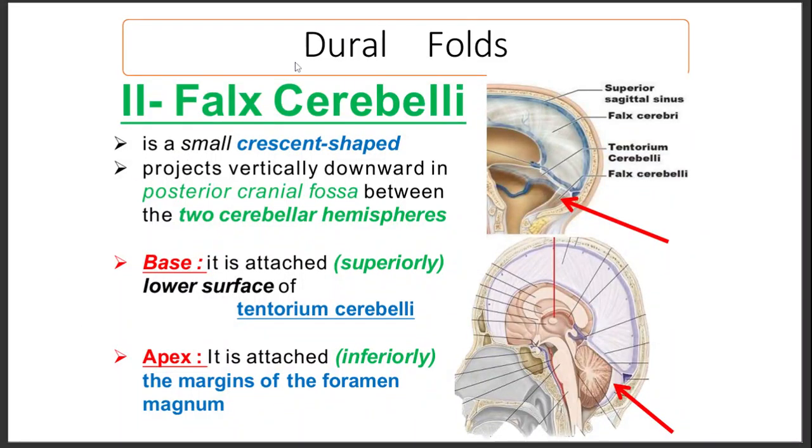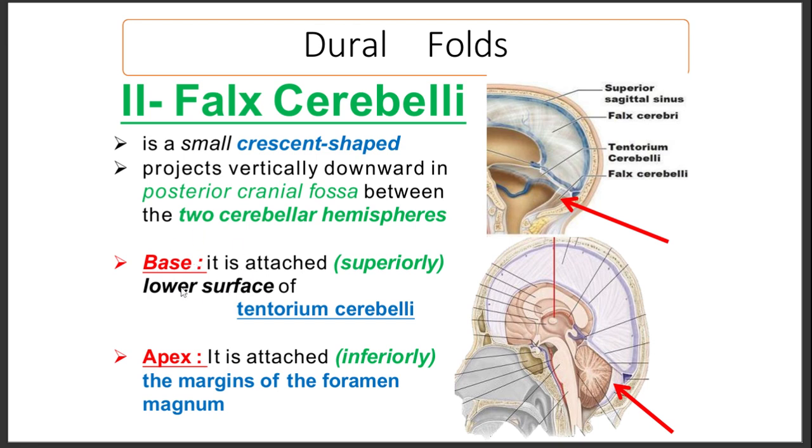The next one is the falx cerebelli, not cerebri, but cerebelli. And it is a small crescent shaped structure. Also, it projects vertically downwards in the posterior cranial fossa. The posterior cranial fossa is back here. You can see the structure. This is the one here. So it is between the two cerebellar hemispheres. The cerebellum, just like the cerebrum, also has got hemispheres. So it will be able to separate the two hemispheres.